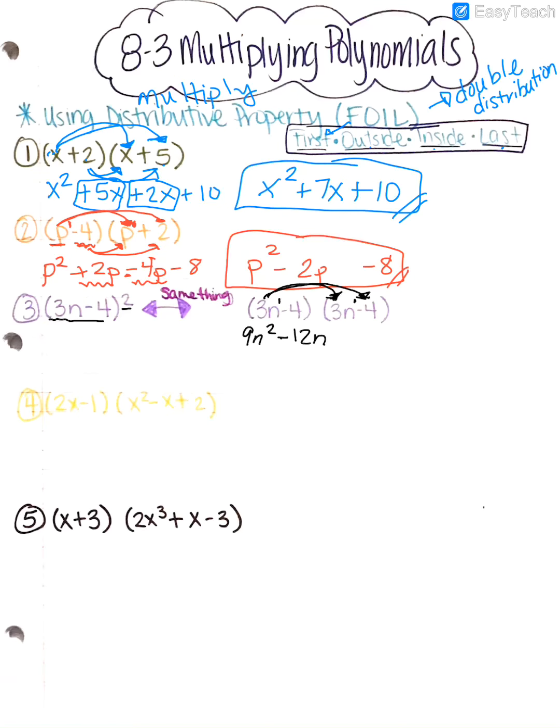The first number is done distributing. Now we're going to distribute the second number, which is negative 4. So negative 4 times positive 3 gives us negative 12n. And then negative 4 times negative 4, negative and negative gives you a positive.